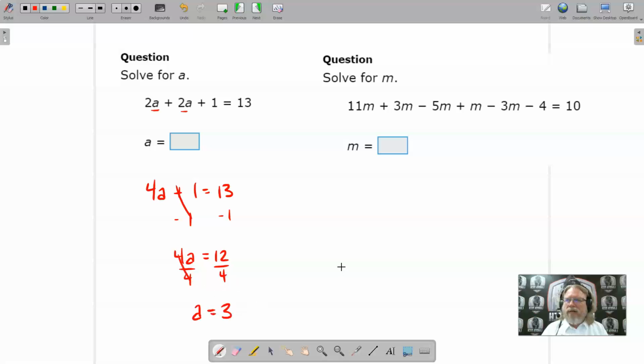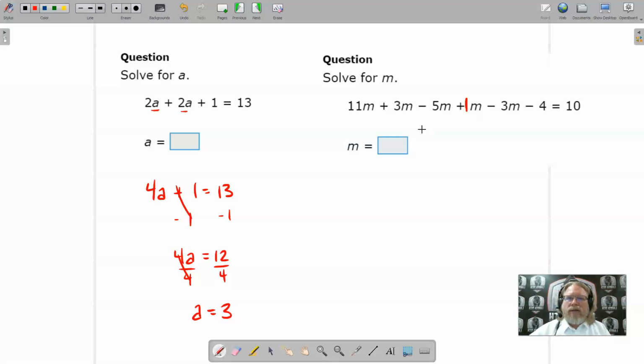On the next one, wow, a whole bunch of terms of m. Looks like 1, 2, 3, 4, 5 different terms of m. Now, be careful here because there's no value in front of this m. There's no leading coefficient. But we do realize that there should be; we could put a 1 there and it wouldn't change it. So we do realize that we have 1m there.